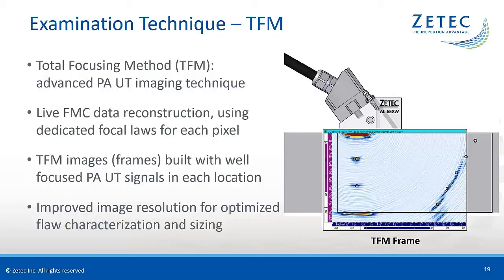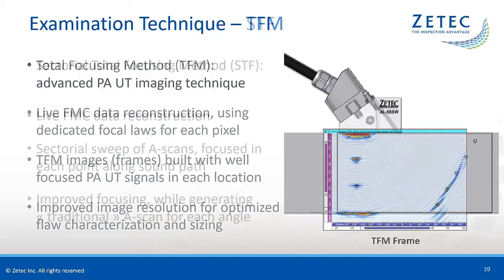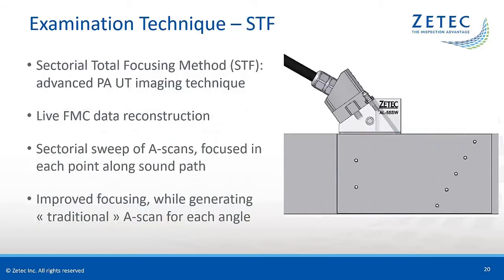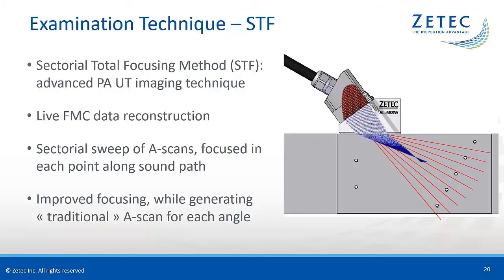The process results in nearly ideal focusing in each point of the image, and this improved image resolution can allow for better characterization and sizing of challenging damage mechanisms like HTHA. The elementary A-scans from the FMC data recording can also be used with another advanced processing method to generate a sectorial sweep of A-scans while focusing in each point along the sound path. We will call this technique sectorial total focusing.